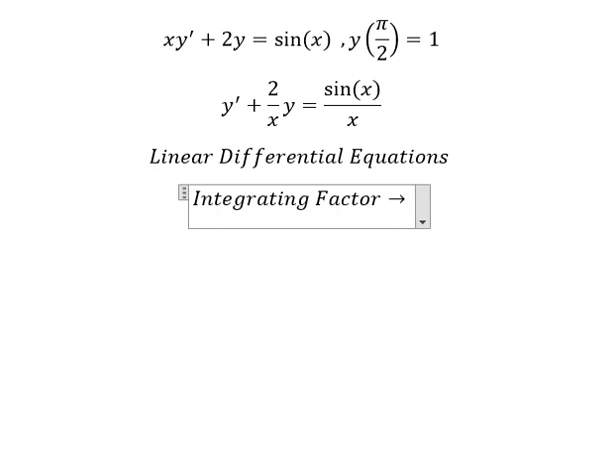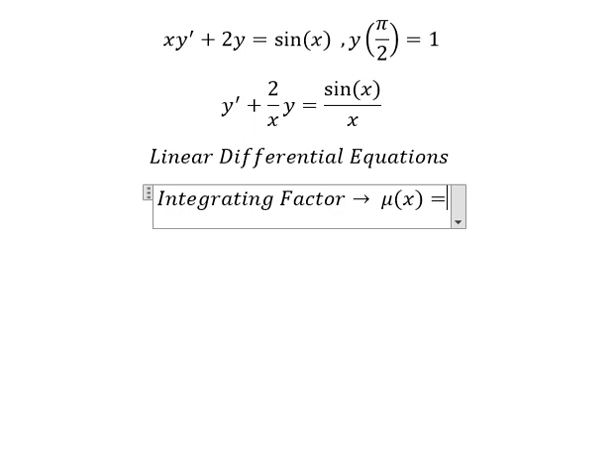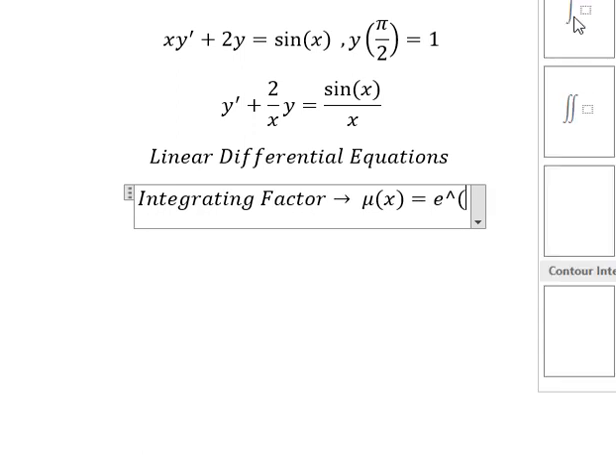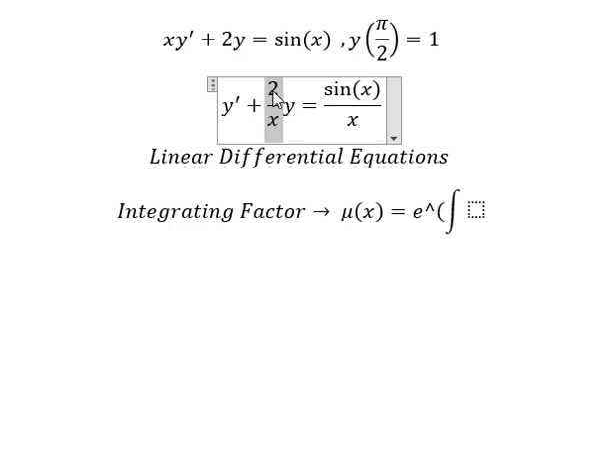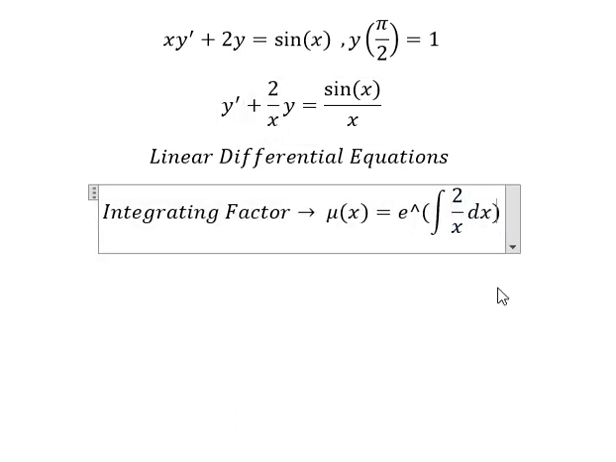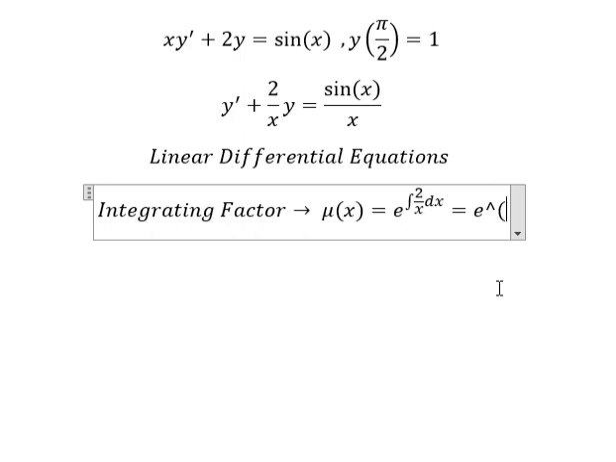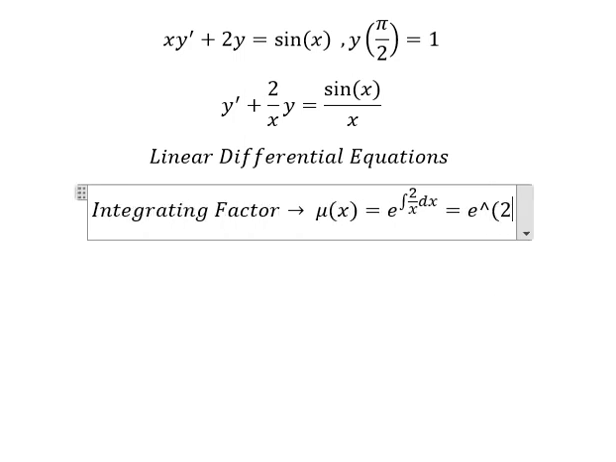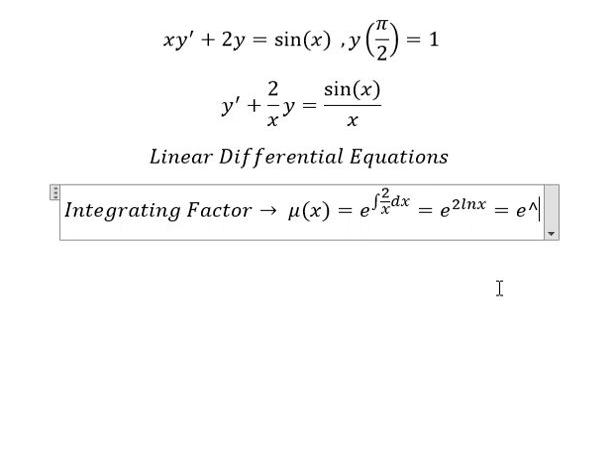So we need to find mu of s, which equals e to the power of the integration. We see that we have 2 over s with the positive next to y. This is for the integrating factor, and I will put this one here. And we have e to the power of the integral of 2 over s ds, and I will put the number 2 inside the natural log here.